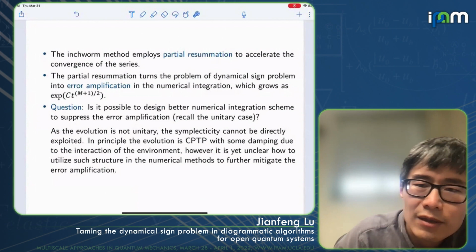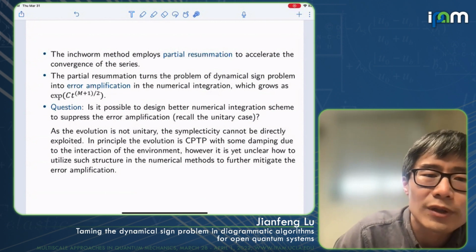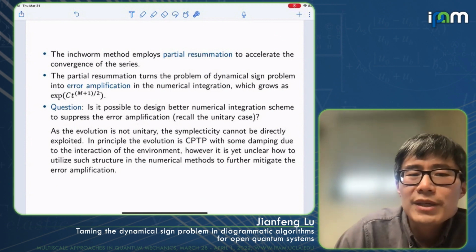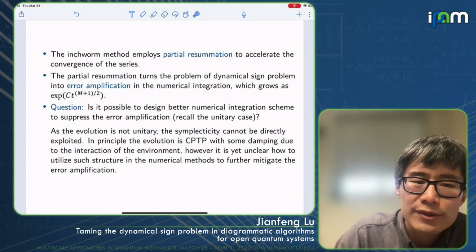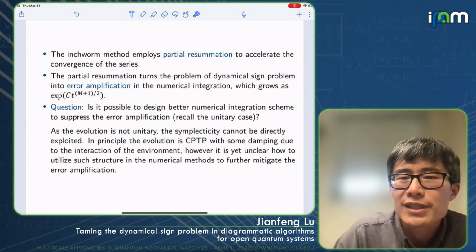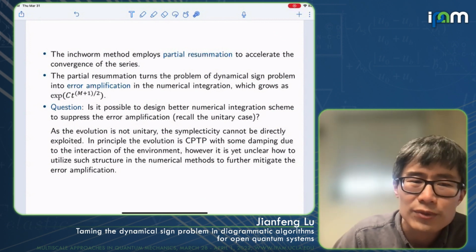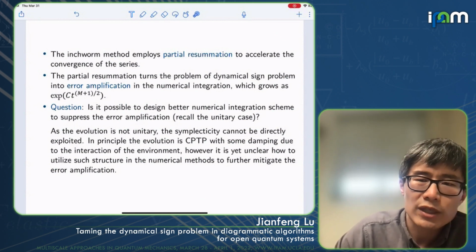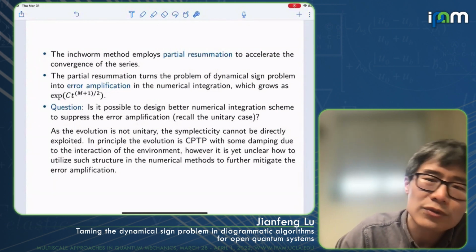In particular, if we view this as an open quantum system, as a quantum channel, the channel should be CPTP, completely positive and trace preserving. So there should be some kind of damping, some structural information that hopefully one can use to design a better numerical scheme and suppress the error amplification. Unfortunately, so far we haven't found a way to do that, even though the inchworm is a very good framework to start thinking about it, at least on the differential equation level. It's equivalent to the original propagation, and it has fewer terms to sum over.